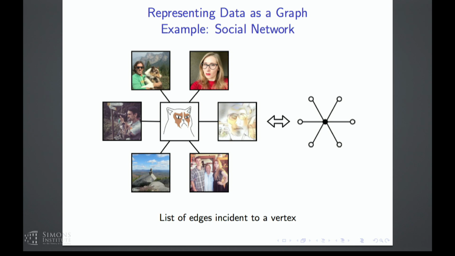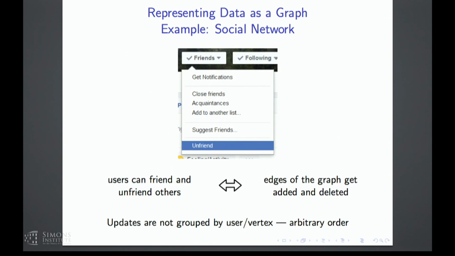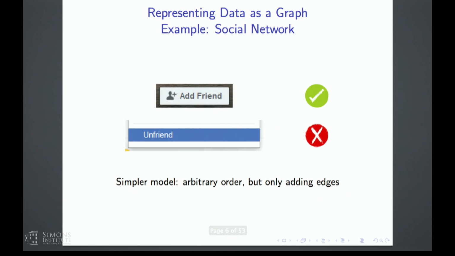However, social networks are not static because people can friend and unfriend each other, which would correspond to the edges of the underlying graph being added and deleted. And note that now those updates are no longer grouped by user or vertex. They just come in some arbitrary order. And we can also consider a slightly simpler model where we can only add friends but not delete them, because if you unfriend someone, they will be very offended. And in this model, the updates still come in an arbitrary order, but we're only adding edges to the graph.